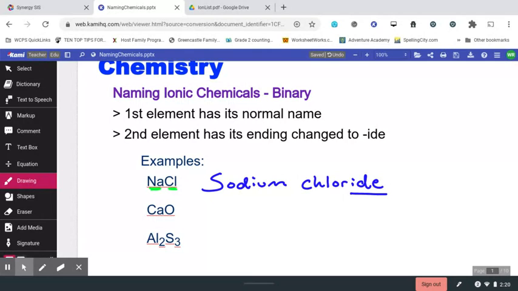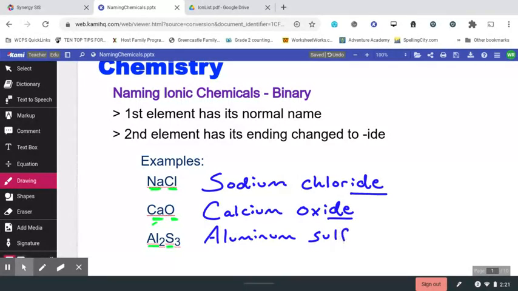Likewise, when we're dealing with this next example, with Ca and O, you are going to name the first element normally, calcium. Does a body good. And oxygen changes its ending to oxide. So calcium oxide there. And then down here, Al2S3: Al gets its normal name, elemental aluminum. And then sulfur becomes sulfide.